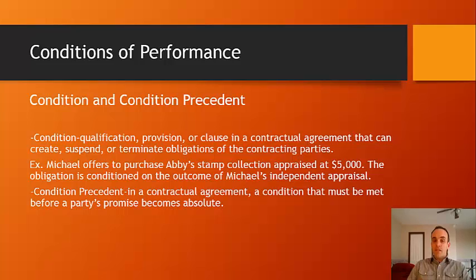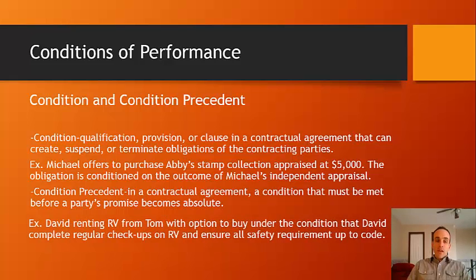A condition precedent is defined as a contractual agreement. It is said to be a condition that must be met before a party's promise becomes absolute or agreed upon. I have an example here of a condition precedent as well.